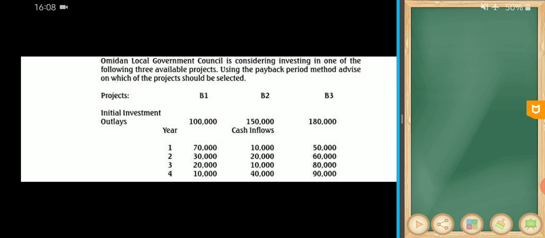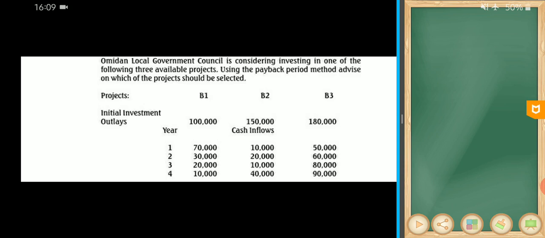Now, if you invested 100,000 naira in year 0, that's your initial investment. In year 1, you have gotten 70,000 naira. How much of your investment is still left in the business? It will be 30,000 naira, because 100,000 minus 70,000 is 30,000 naira. In year 2, you gain 30,000 naira again from the business. How much of your investment have you gotten back? You've gotten back your full investment, because before it was remaining 30,000, and now you've gained 30,000. So in B1, it takes you exactly 2 years to get back your investment.